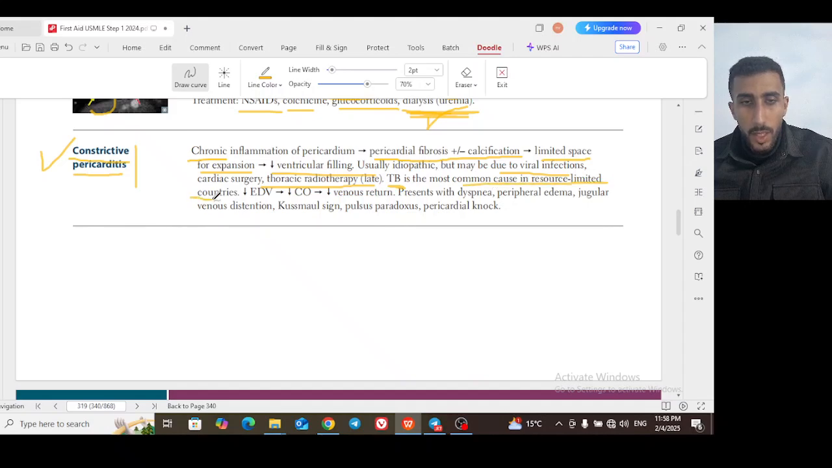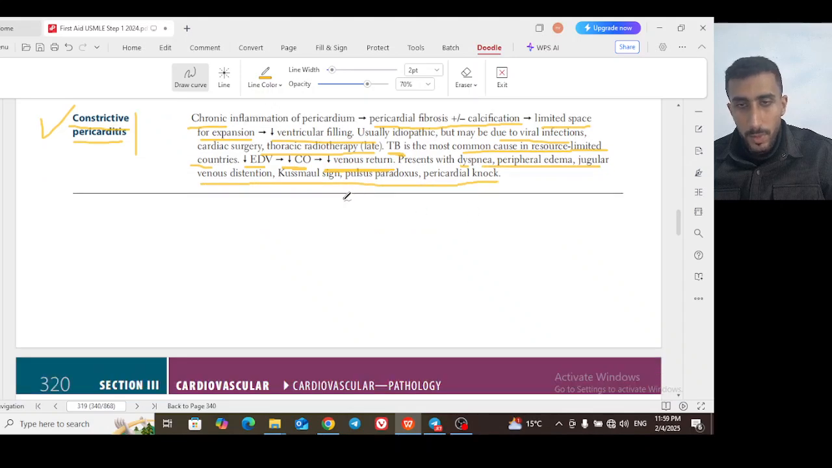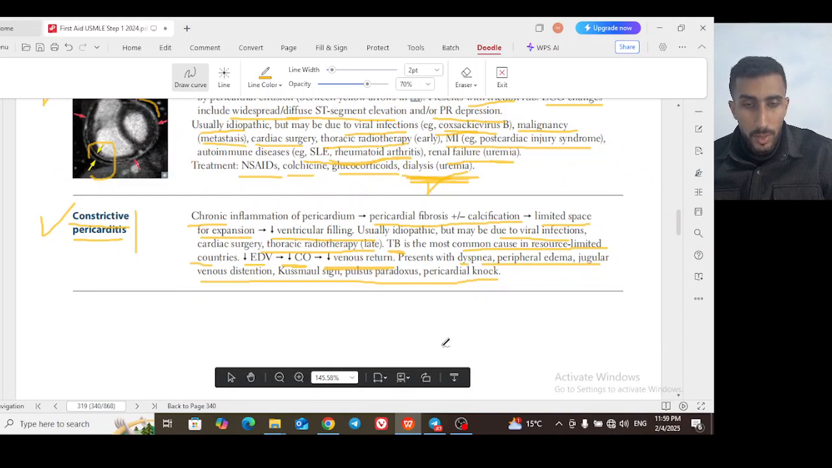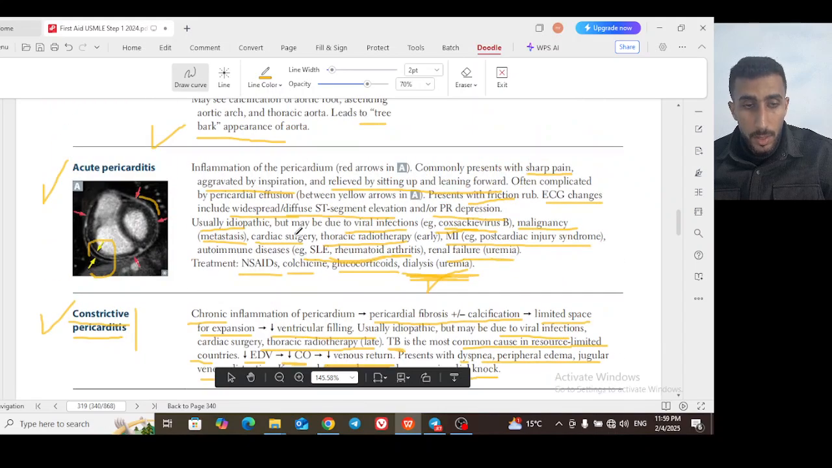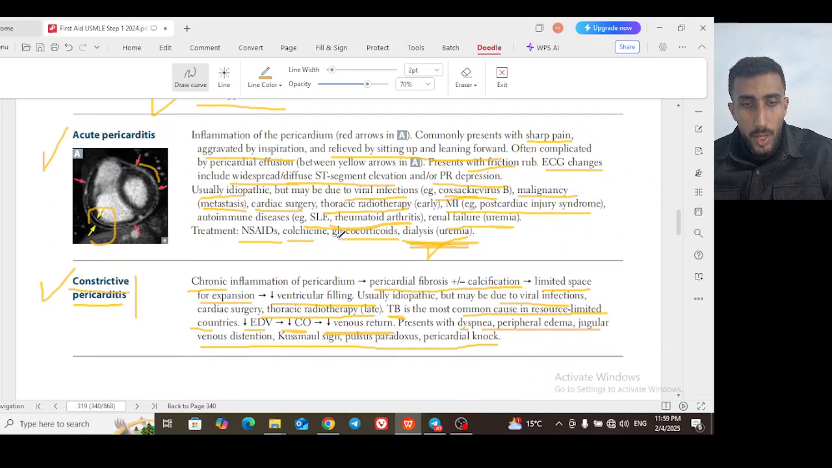and it is the most common cause in resource limited countries. So this kind of strangulation will decrease the end-diastolic volume, and by the Starling mechanism will decrease the cardiac output. And when you decrease the cardiac output, the venous return, of course, is going to decrease. So the patient may have dyspnea, peripheral edema, jugular venous distension, Kussmaul sign, pulsus paradoxus, pericardial knock, all the different kinds of right or left heart failure findings. This is for constrictive pericarditis.